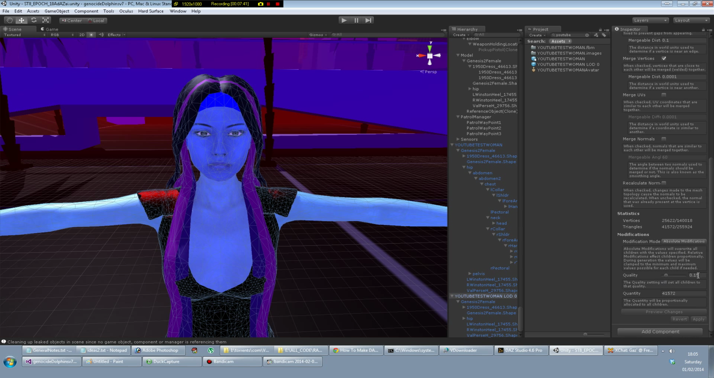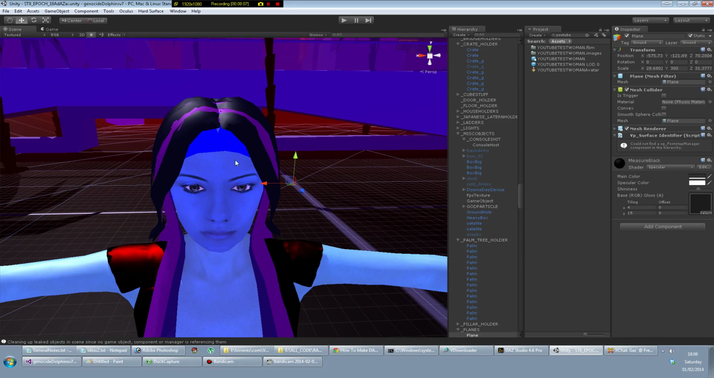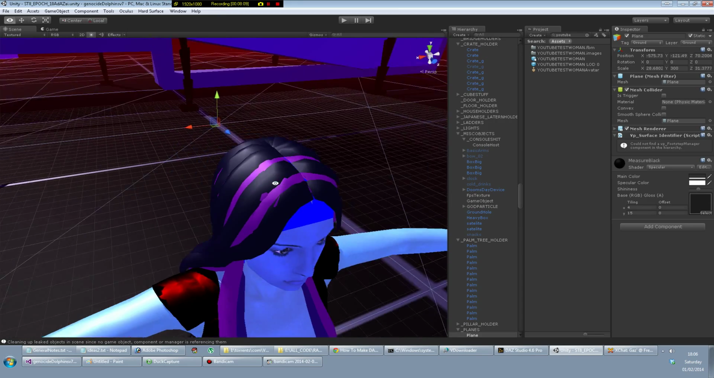Let's see if I can get it down to 1.0. So the quantity's gone back to 41,000. I don't know why I said 6 before. See, that's 29. I get confused. Either way, as you can see, this would remove the pressure from your graphics card immensely. And still, not bad. Not bad.